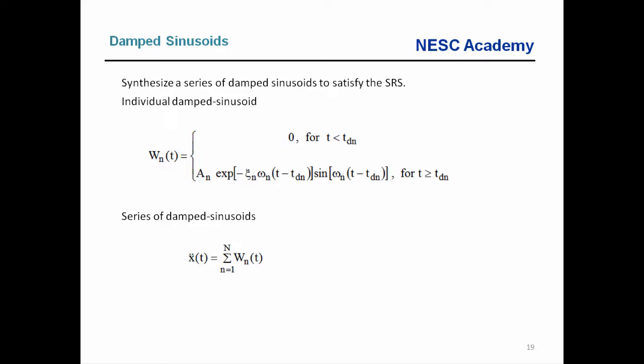And an individual damped sine has the form shown here. So we have W sub n. This will be the acceleration for a particular damped sine function. Then we have the amplitude. Then we have the exponential decay, or the envelope of the signal, shown by this term here. So we have the damping ratio, and then a frequency, and then the time minus the delay time, and here we have the sinusoidal oscillating function, which is damped by the exponential function.